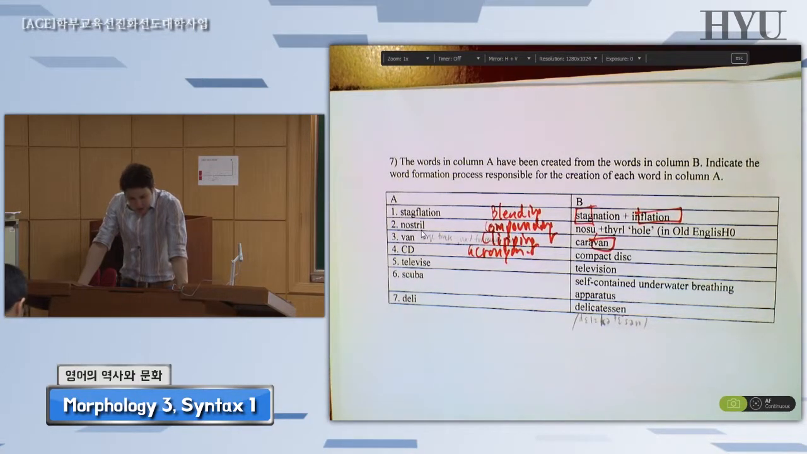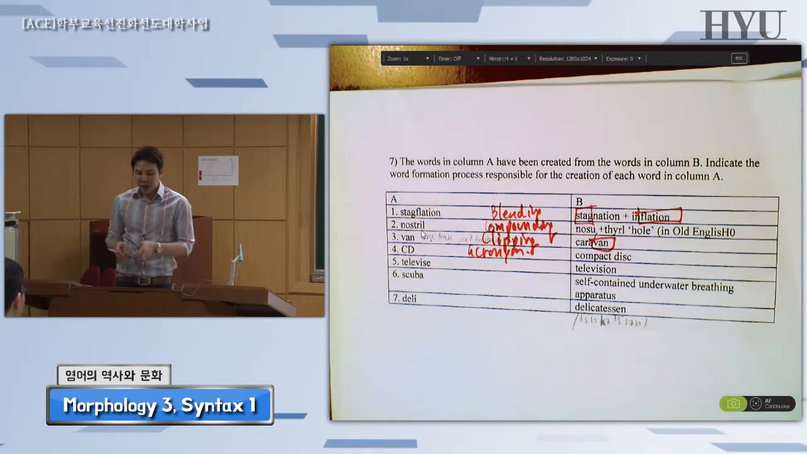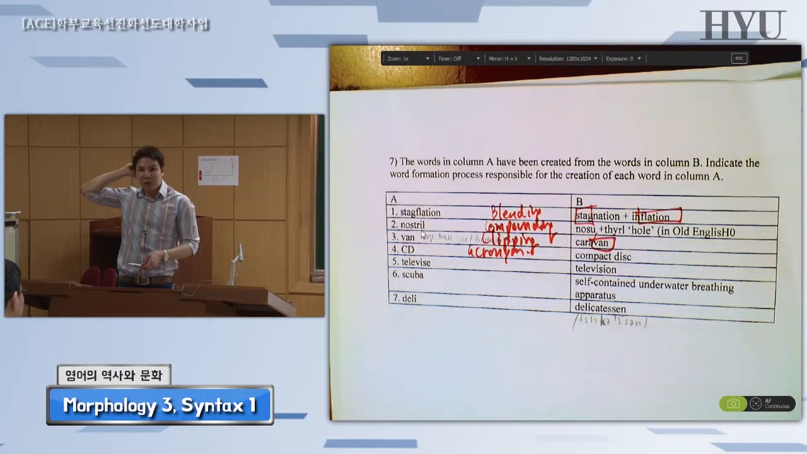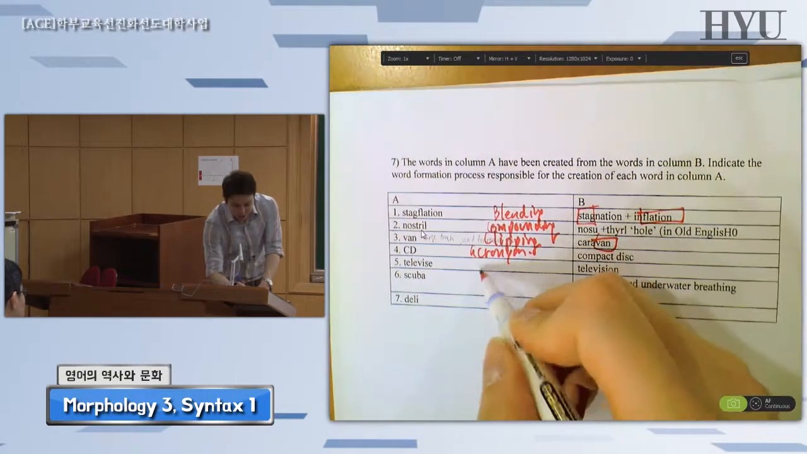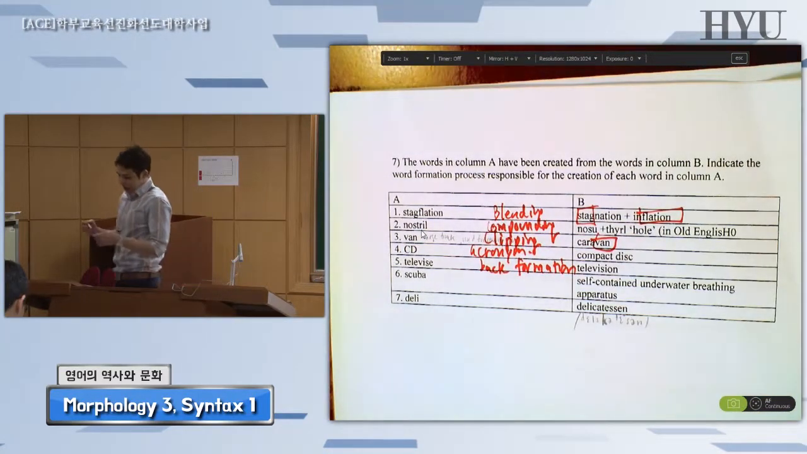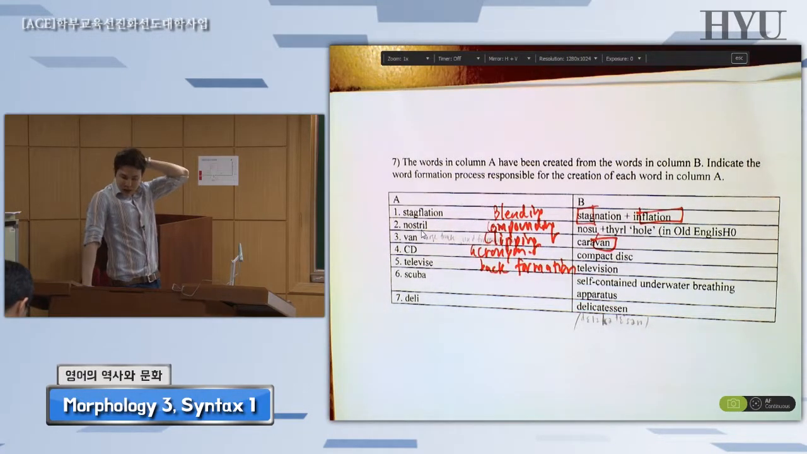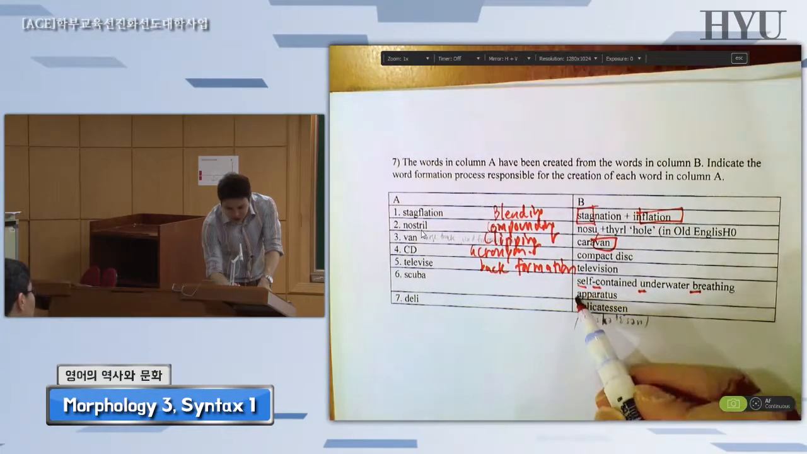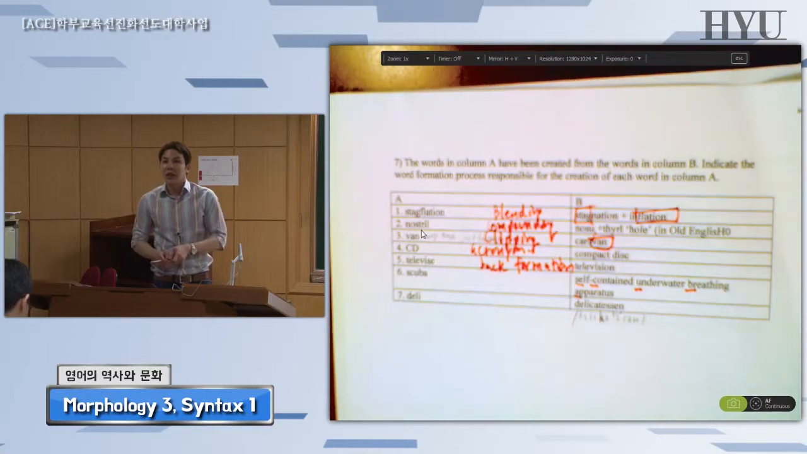Televise is a verb from television. Usually it's the other way around, right? It would be the other way around. But in this case, you have television first, and then you cut off the ISON. So we have a verb televise. This one is back formation. Correct. Number 6 is scuba diving, right? Scuba diving. But scuba itself comes from self-contained underwater breathing apparatus. So this is again acronym.